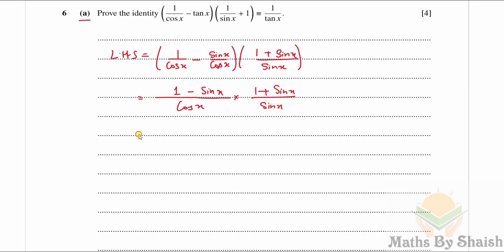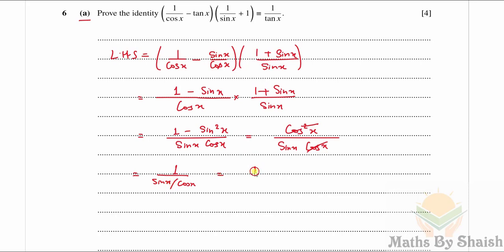Now we will take the denominator cos x and the numerator becomes 1 − sin x, and here it is (1 + sin x)/sin x. So the numerator becomes (a − b)(a + b), that is a² − b², so 1 − sin²x upon sin x cos x. Now we can write it as cos²x, because of another identity, 1 − sin²x is cos²x, upon sin x cos x. So one power is gone. It can be written as 1 over sin x upon cos x. I bring this cos x in the denominator, so it becomes 1 over tan x, which is the right hand side, and hence proved.